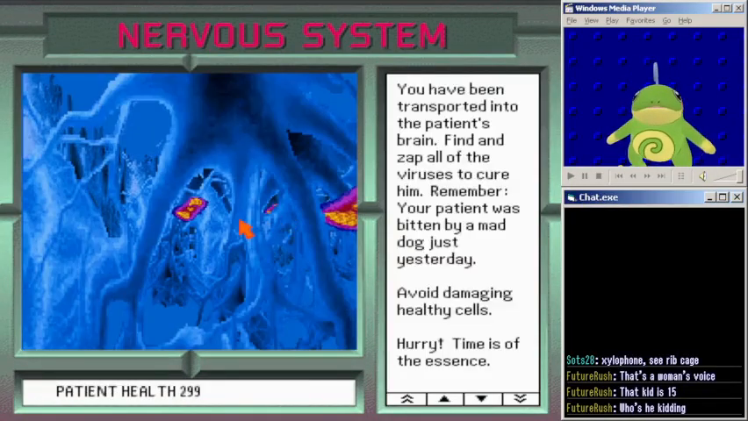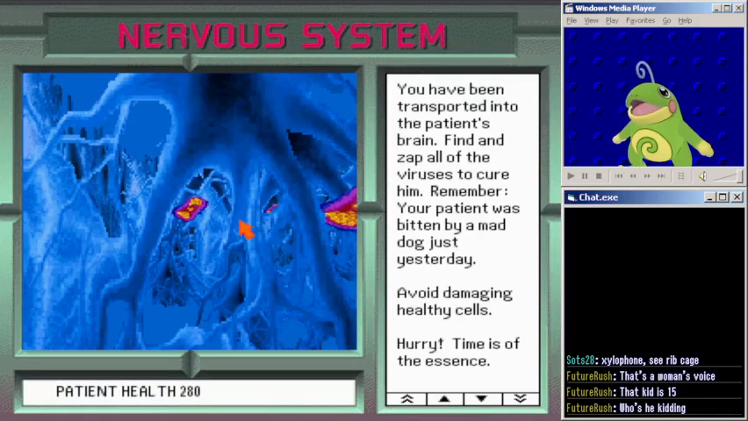You have been transported into the patient's brain. Find and zap all of the viruses to cure him. Remember, your patient was bitten by a mad dog just yesterday. Avoid damaging healthy cells. Hurry! Time is of the essence!